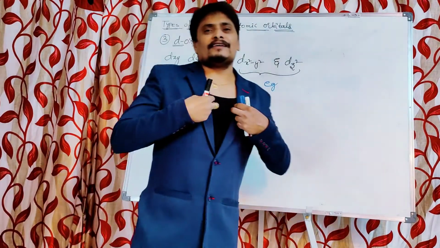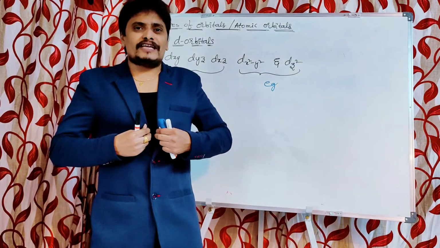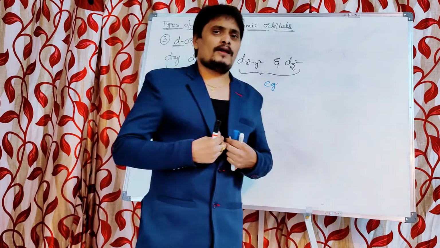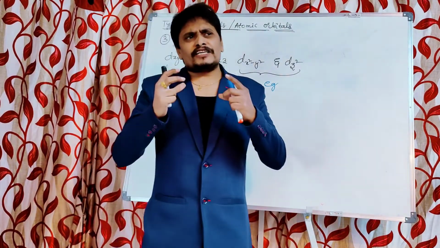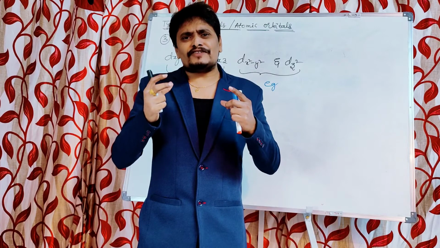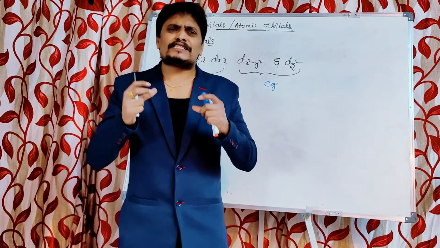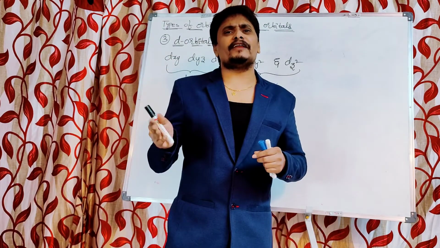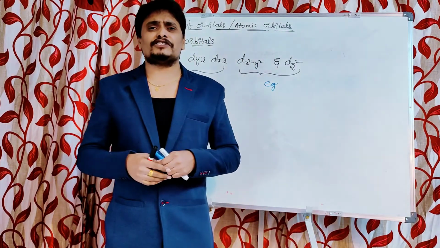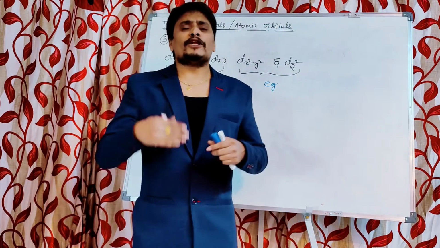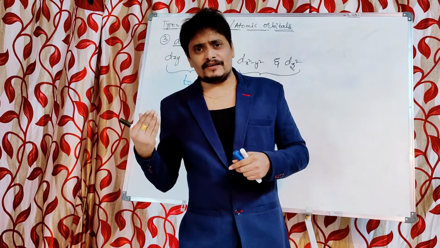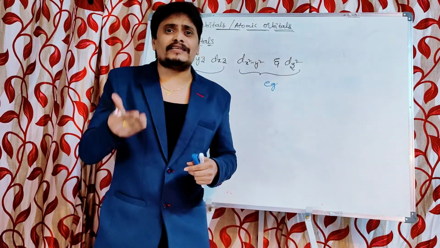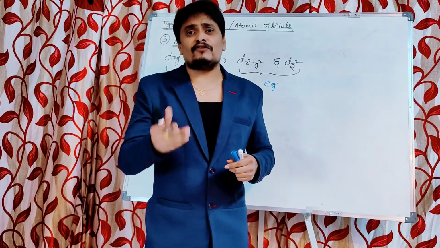So now let us see the shapes of these 5 d orbitals. Whatever shapes I am going to give for these 5 d orbitals are in the simplest form. You will not come across them in other textbooks, but in order to simplify, I am giving the shapes of the d orbitals in a simplified manner, and if you draw these shapes in the exam, you will get full marks, no doubt in that.